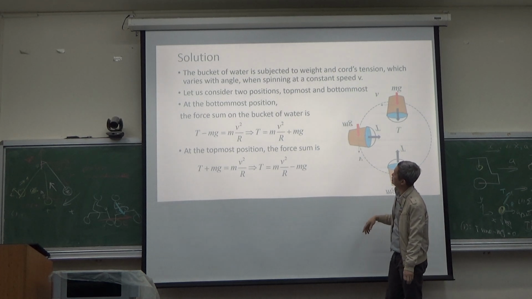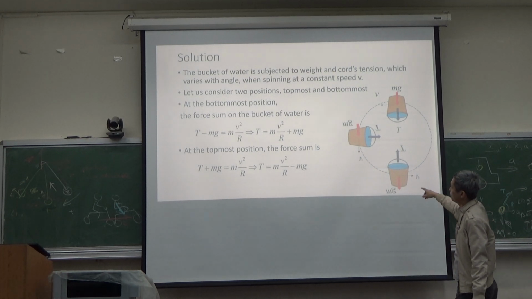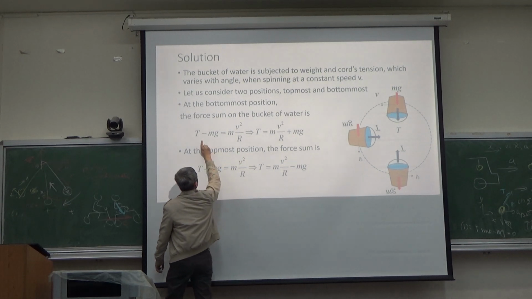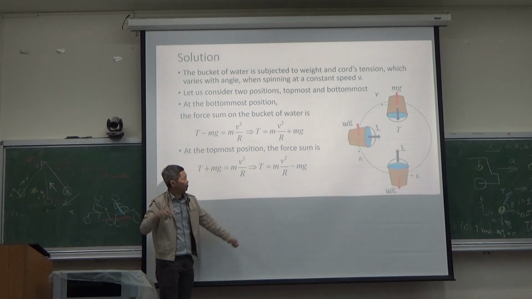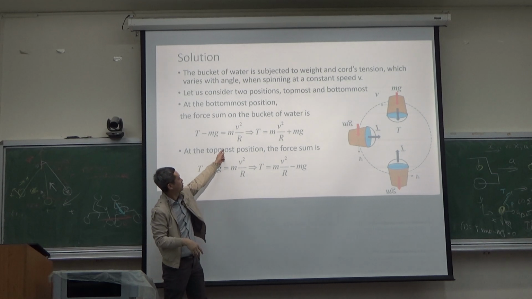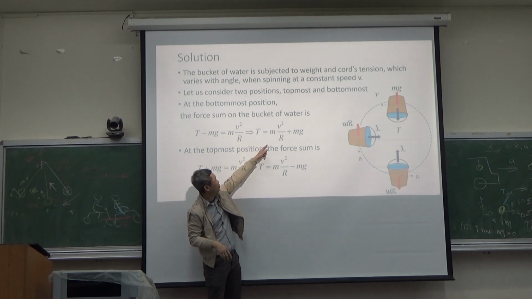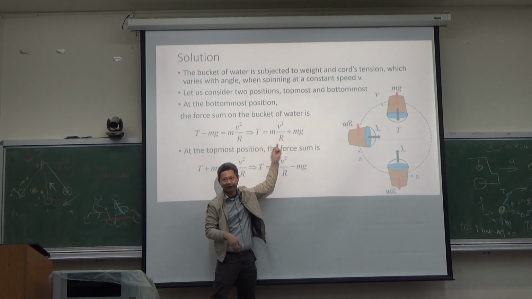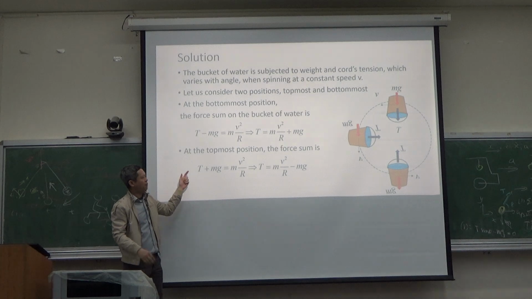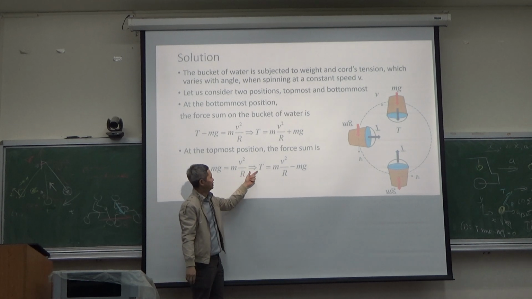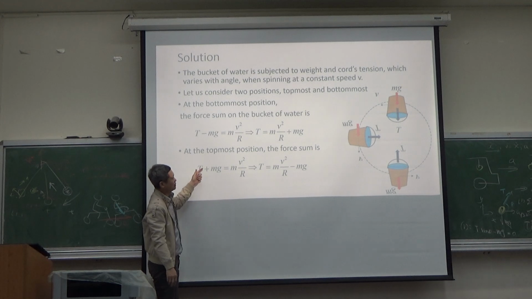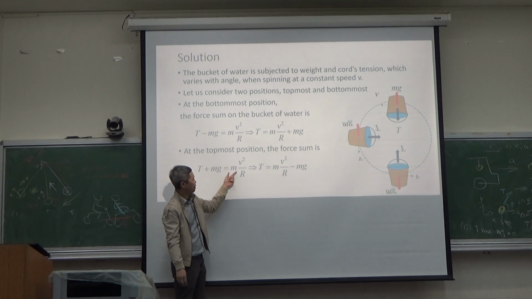So let's see, at the bottommost position, tension overcoming the weight is providing you the centripetal force. So your cable tension is going to be mv squared over r plus the weight. At the topmost, how much is the tension? The tension plus the weight is going to be mv squared over r.